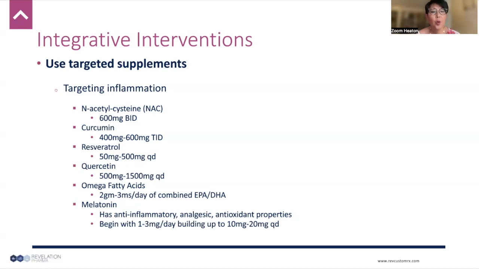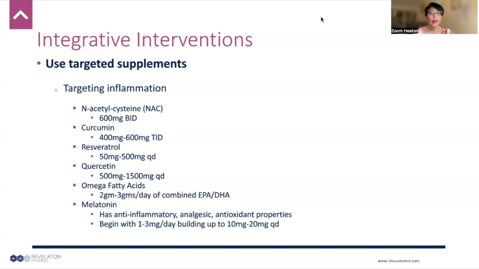Curcumin is in turmeric, which has a yellow color to it, so it can be staining. Resveratrol is an amazing anti-inflammatory product. Quercetin is a natural flavonoid that decreases the proliferation of endometriosis cells, and you can use 500 milligrams to 1500 milligrams daily.